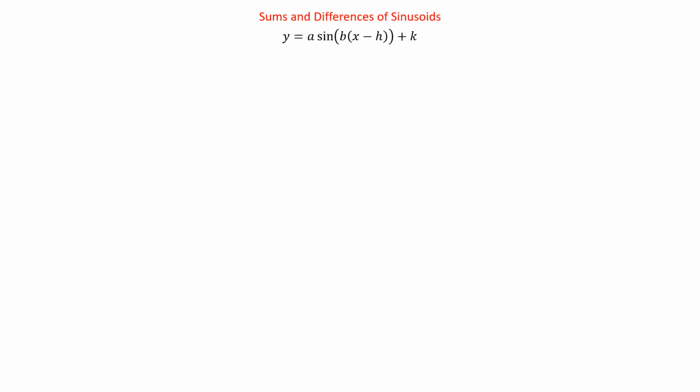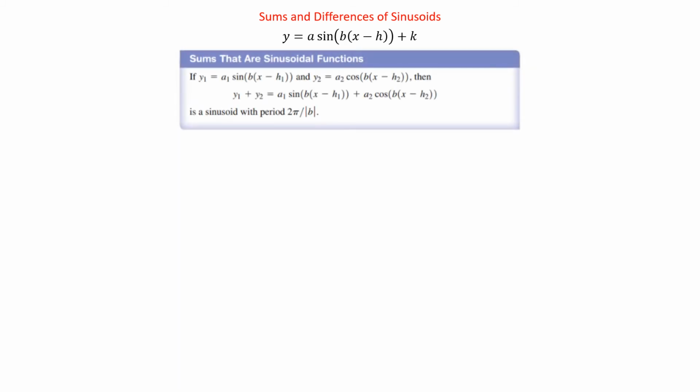And so what about when we add them together? What happens? Well, when we add them together, we might get a sinusoid. It might be that sine wave, or it might not be that sine wave. It might be something completely different. And so, how do we tell?